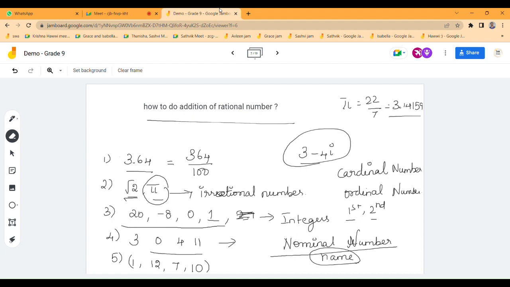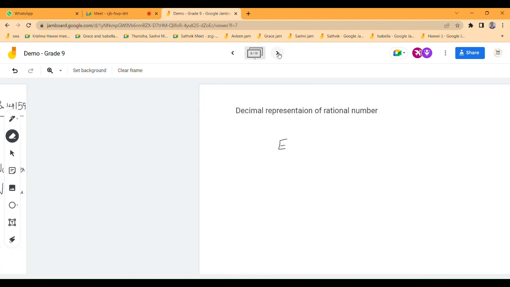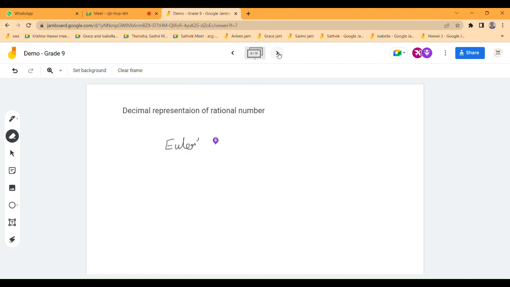Okay. Euler's number. Go to next slide. This is a very important number. The value of this number is 2.7182818. The symbol of Euler's number is E.